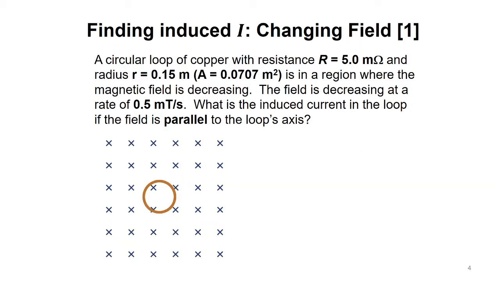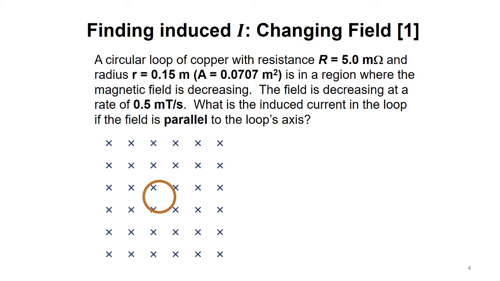Let's look at an example. We are trying to find the induced current in this system. We have a circular copper loop with a small resistance, 5 milliohms, and we have its radius and area. Its area is 0.0707 square meters. So the area is already given. We don't even need the radius.